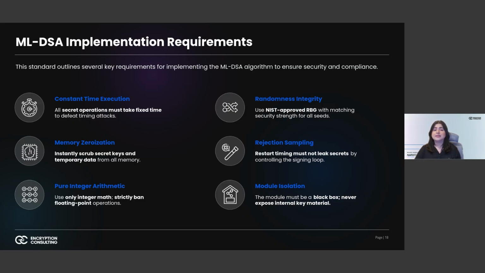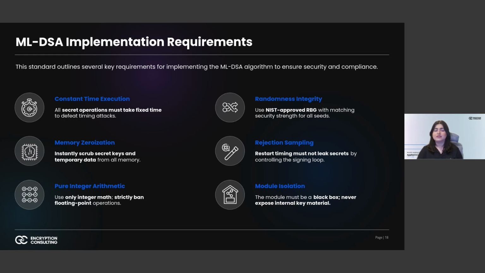The instant erase policy, or zeroization, to avoid leaving any crumbs behind. The second the program is done with a piece of sensitive data, whether it's the private key itself or just a temporary vector, it must be immediately scrubbed from the memory. This is called zeroization. It's like having a whiteboard that gets instantly wiped clean, preventing a hacker from peering into the machine's memory to find secrets that were supposed to be temporary.